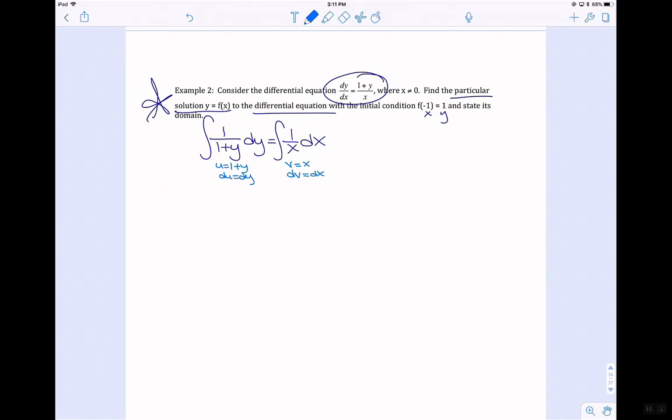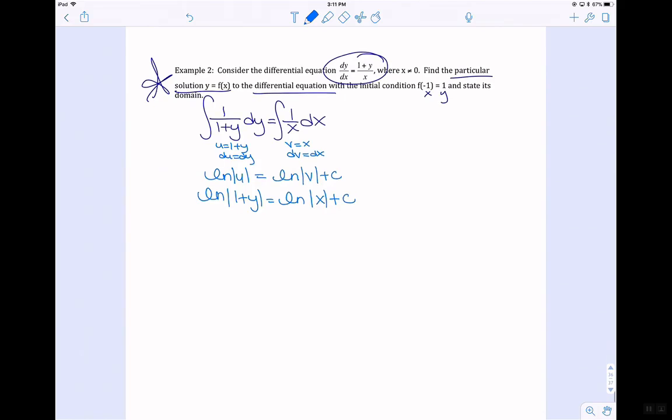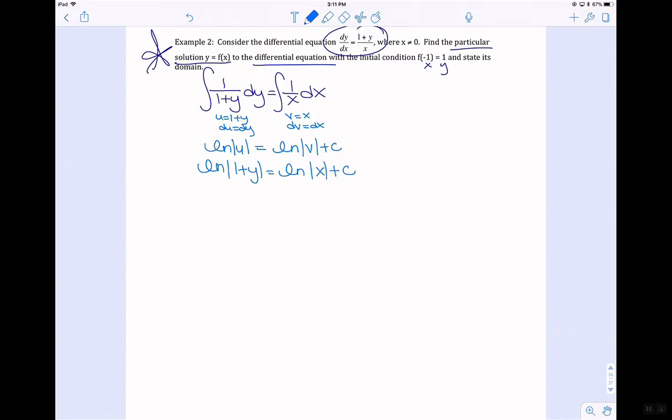So this gives me the ln absolute value of u, and this gives me ln absolute value of v plus c. So this is the ln absolute value of 1 plus y is equal to the ln absolute value of x plus c. It's up to you when you want to find out your plus c. I will find plus c here first before trying to isolate y. The one thing that you have to do in this particular section is you have to isolate y.